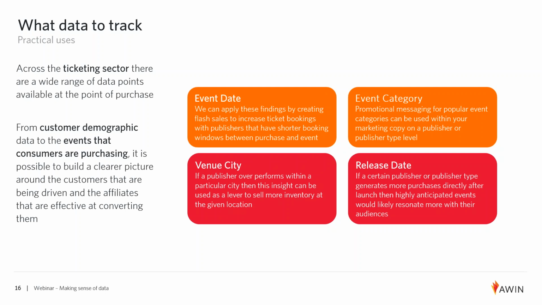Venue city. If a publisher overperforms within a particular city, then this insight can be used as a lever to sell more inventory at the given location. Again, this just gives you a better rationale when building out your promotional calendar and making informed media decisions. Release date. If a certain publisher or publisher type generates more purchases directly after launch, then highly anticipated events would likely resonate more with their audience.